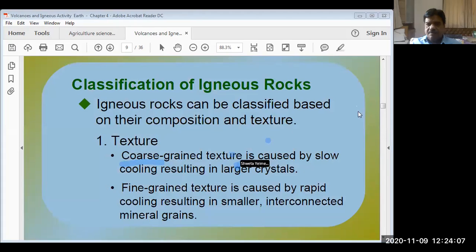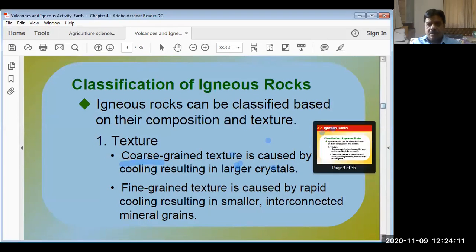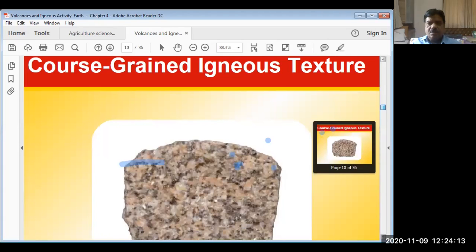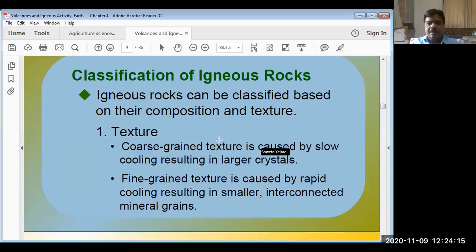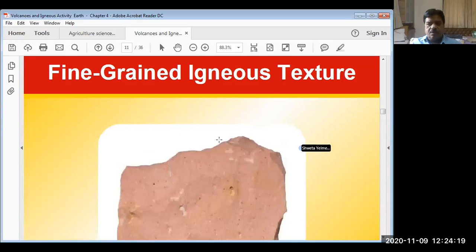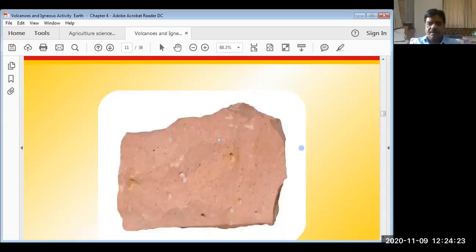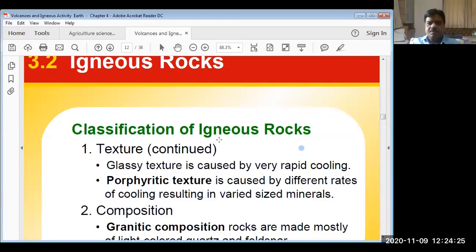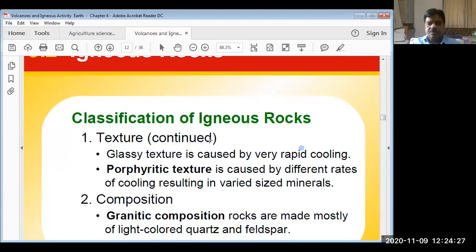Come to another, this is the coarse grained igneous rock. You have got the figures in the book. Fine grained igneous texture. Then classification of igneous rock in your study. First is texture. Texture is glossy texture.